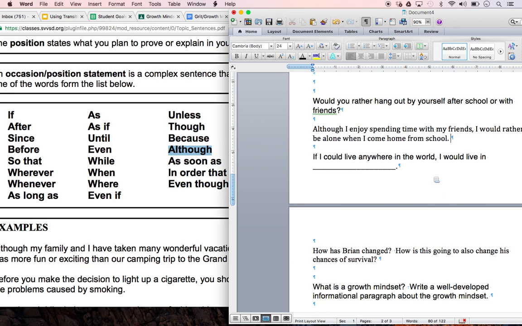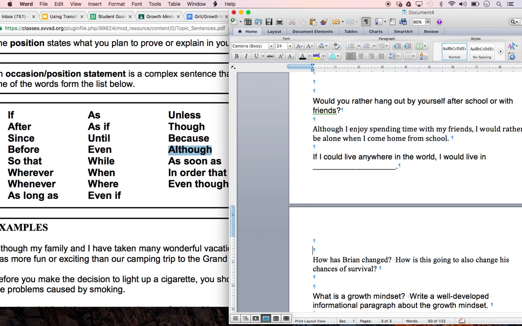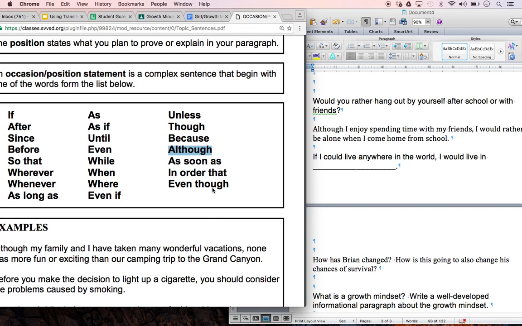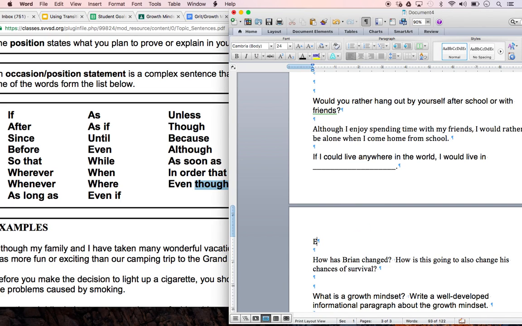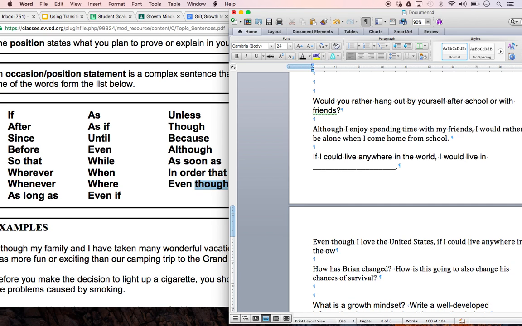Now let's look at this one. If I could live anywhere in the world, I would live in blank. Well, how about this? I'm going to use "even though" this time. Even though I love the United States, if I could live anywhere in the world, it would be Chile.